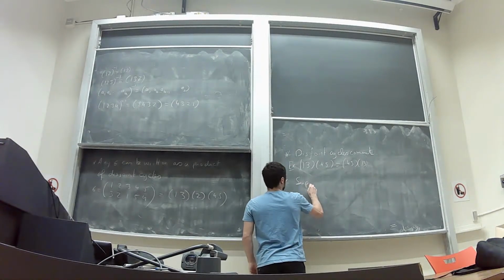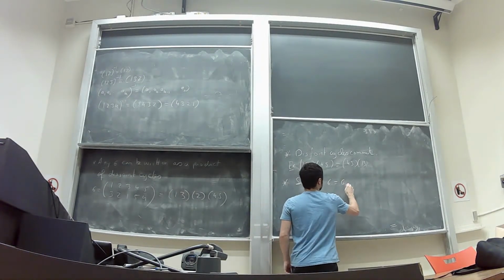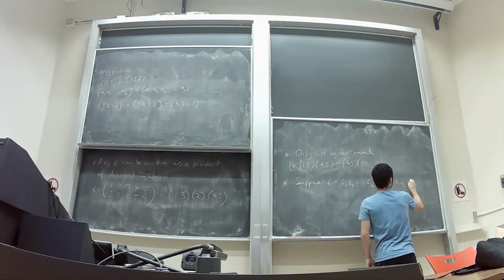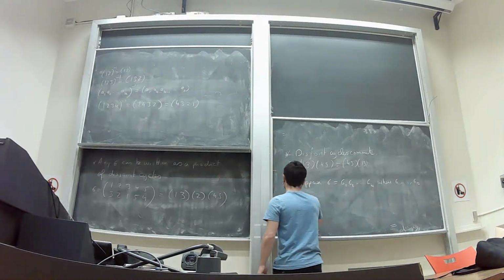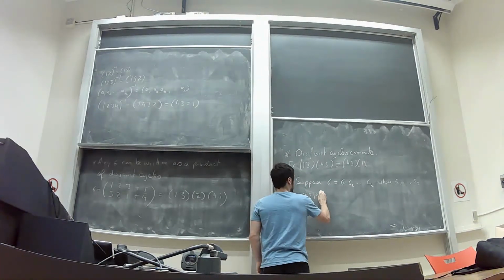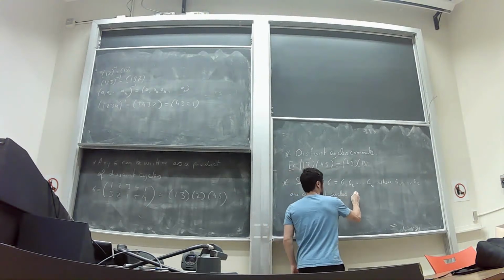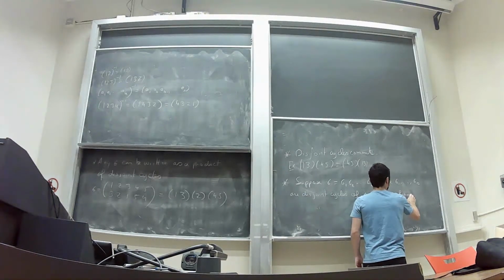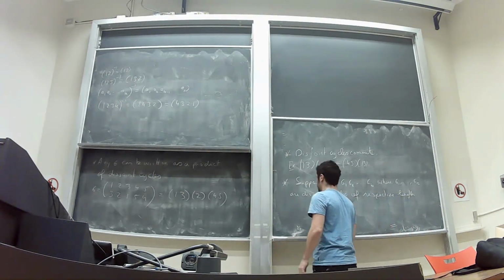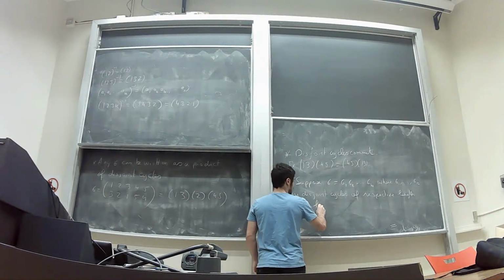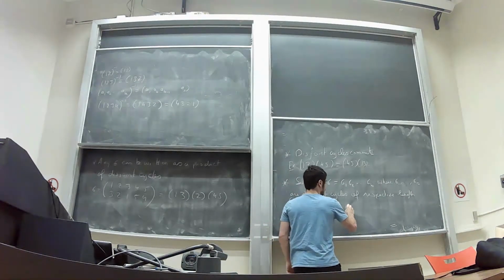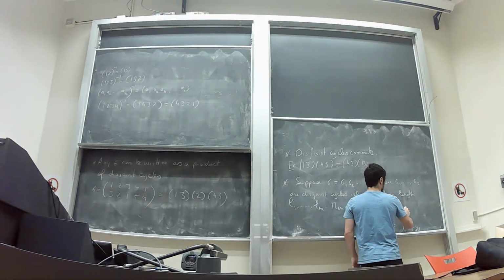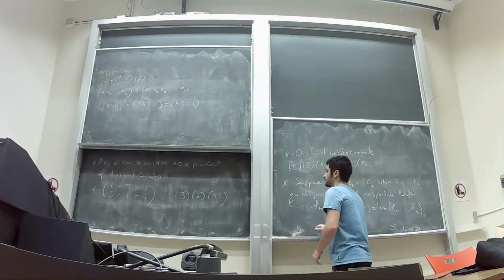Suppose sigma is equal to sigma 1, sigma 2, up to sigma k, where sigma 1 to sigma k are disjoint cycles of respective lengths l1 up to lk. Then the order of sigma is equal to the LCM of l1 up to lk.